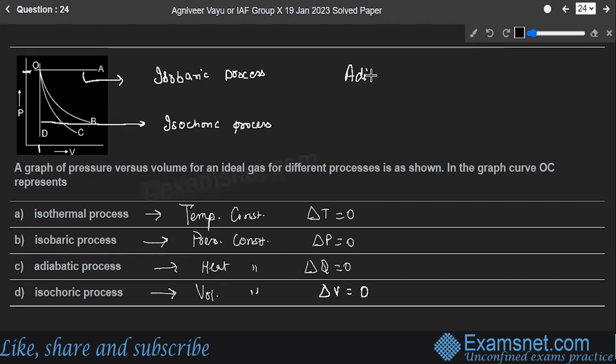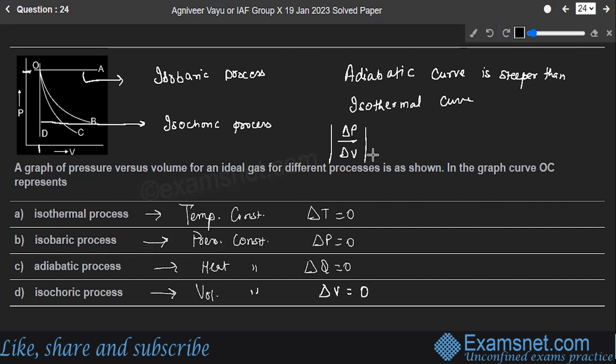remember one thing, that the adiabatic curve is steeper than the isothermal curve. That means delta P upon delta V of adiabatic is equal to minus this. Okay. So the slope of adiabatic curve is more than the isothermal curve.